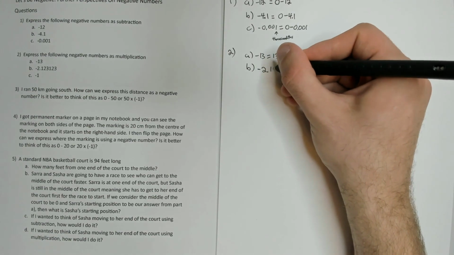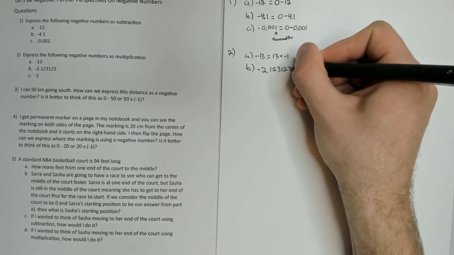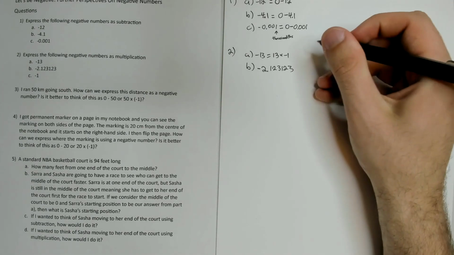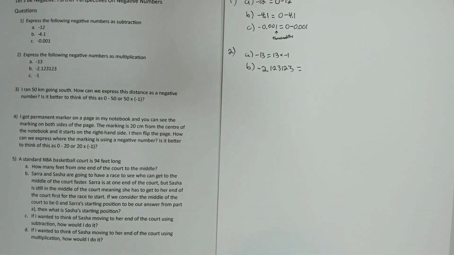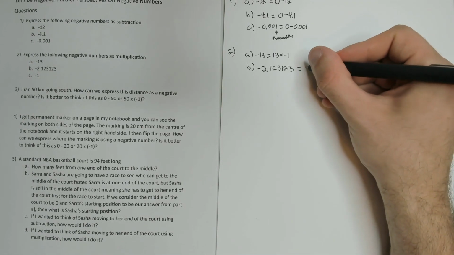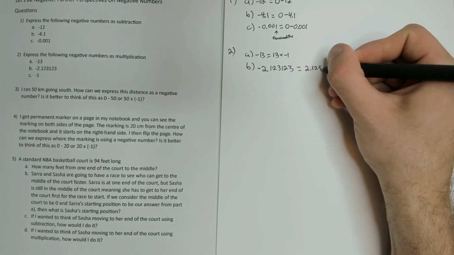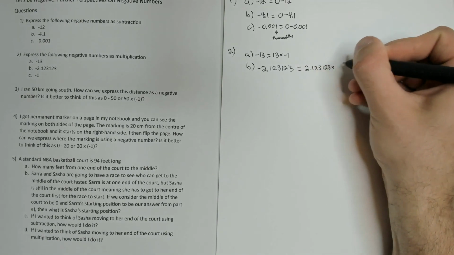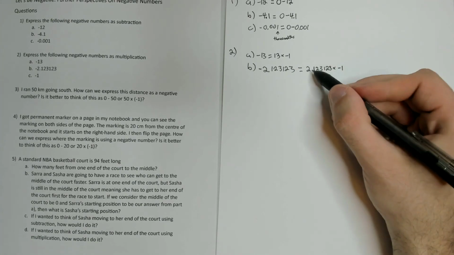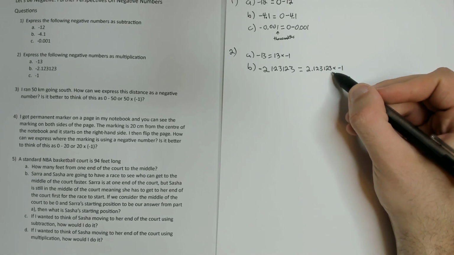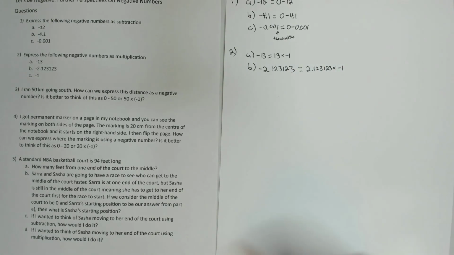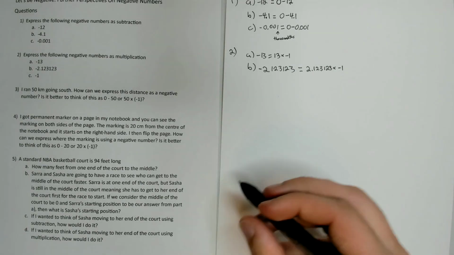So we have a negative 2.123123. Fun little pattern going on in there. So what is this written as a product? Well, we just take the number 2.123123 and we multiply it by negative 1, right? Because this is taking the positive version of the number and then flipping it, which brings us to the negative version of it, the reflected version of it, right?